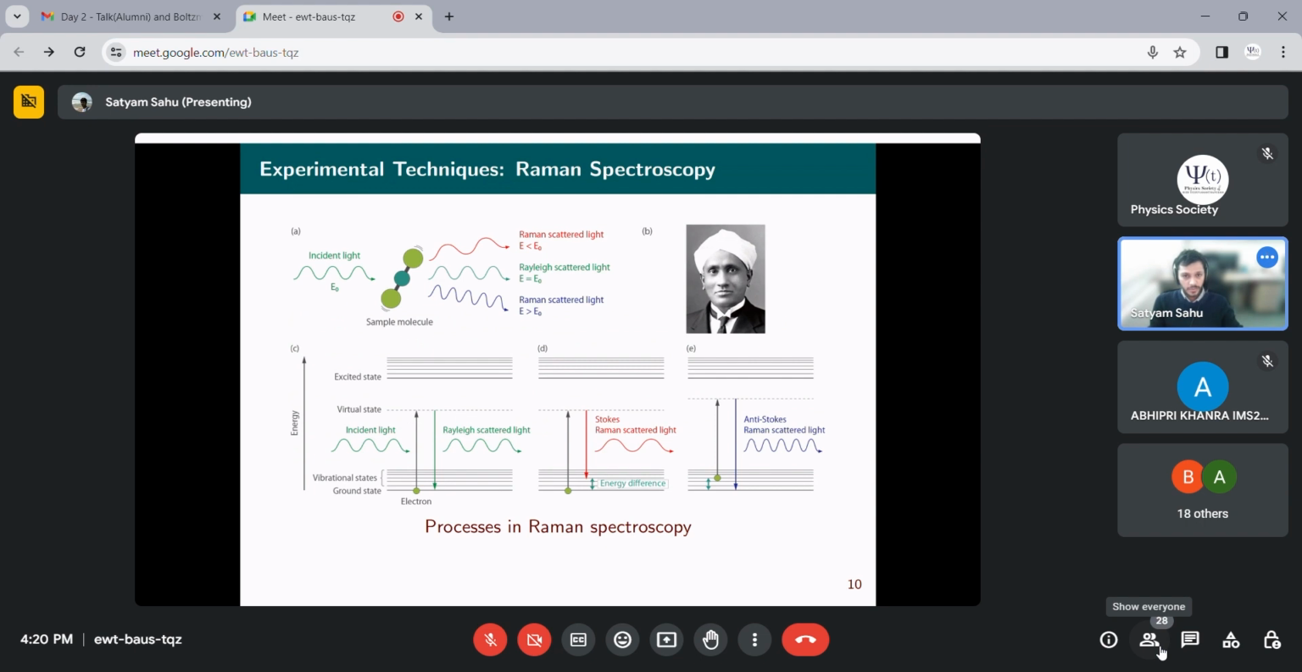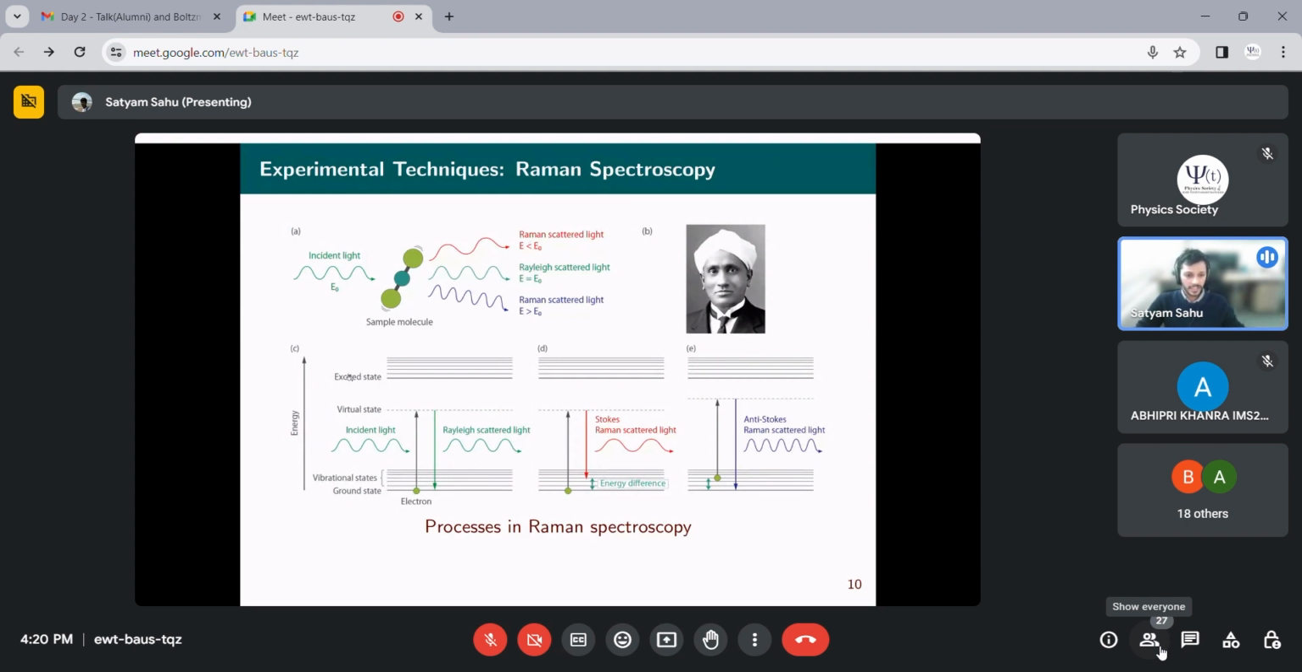And in this process, there can be three different processes. One is that the energy is conserved. That is, whatever you are shining, the same energy will come back. And in the other processes, you can either lose the energy or you can gain the energy. So these two processes are of the most interest for us.